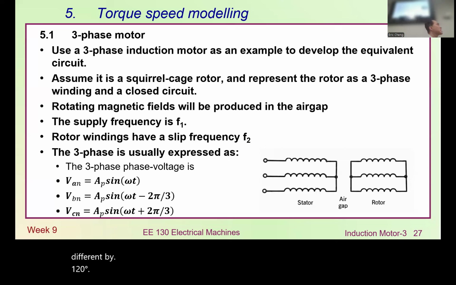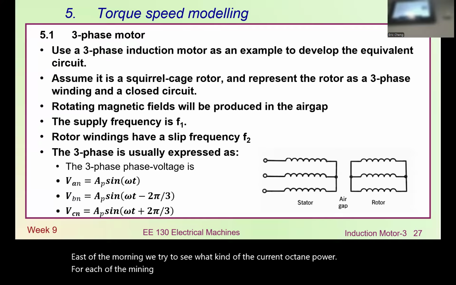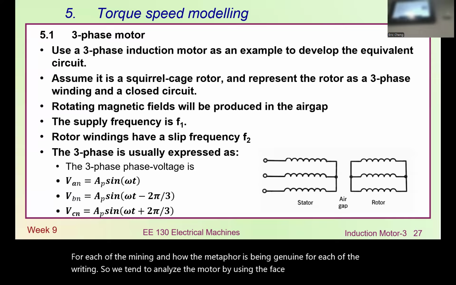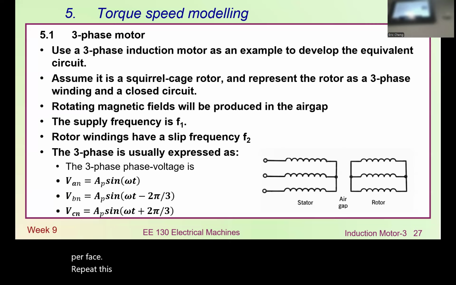We see that for each of the windings, we try to see what kind of current, voltage and power there is, and how the magnetic flux is generated for each winding. So we tend to analyze the motor using phase analysis, analyzing only per phase, referring to this inductor or this winding. We don't analyze between the lines.